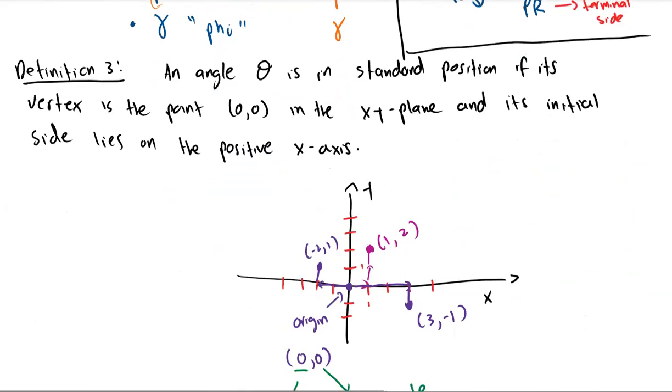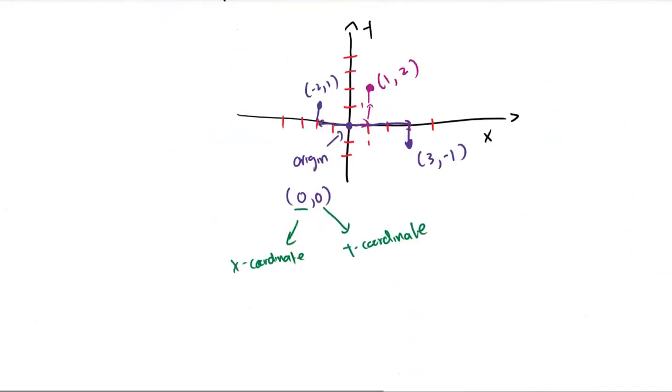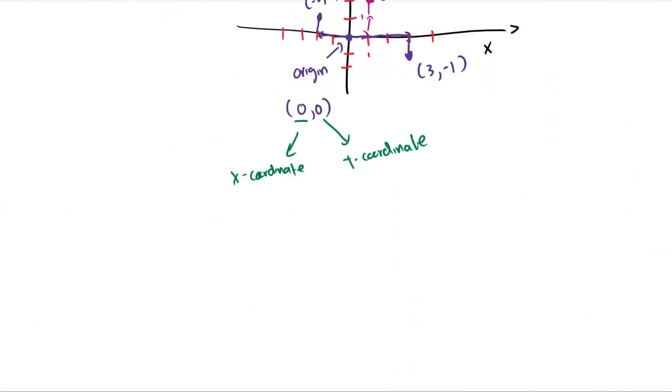Okay? So let's see what Definition 3 says. An angle theta is in standard position, let me underline that, if its vertex is the point (0, 0), the origin in the XY plane, and its initial side lies on the positive x-axis. Okay? So how does an angle in standard position look?